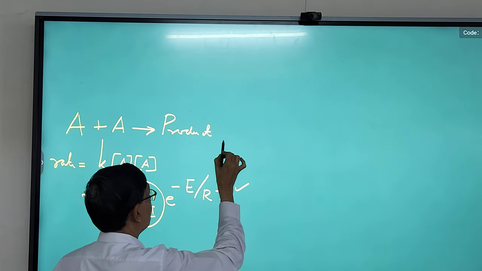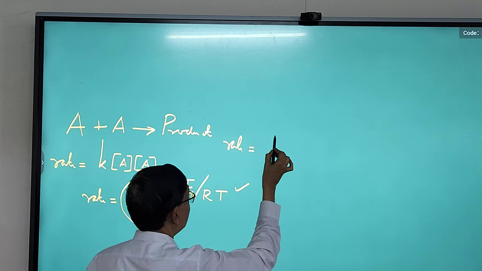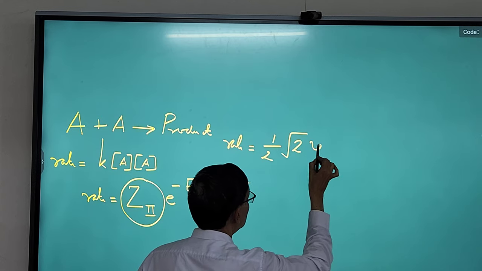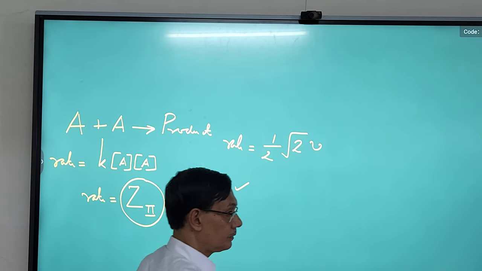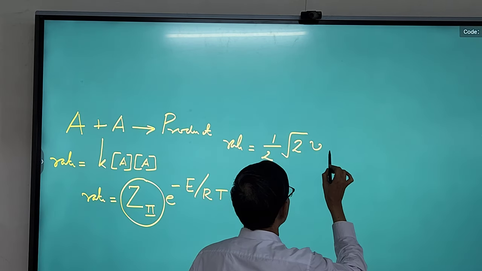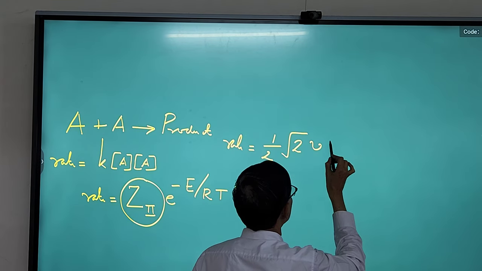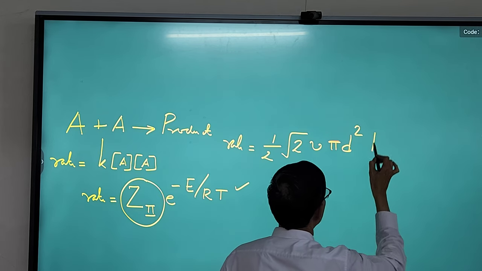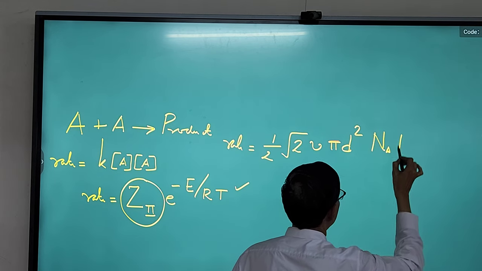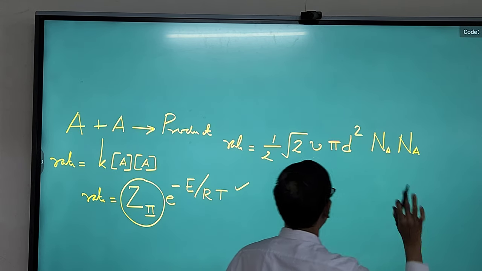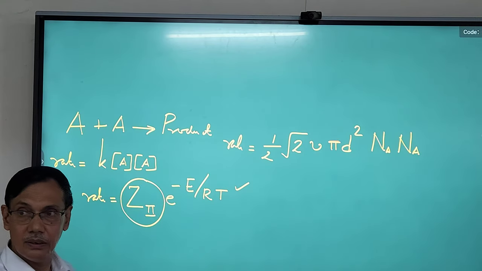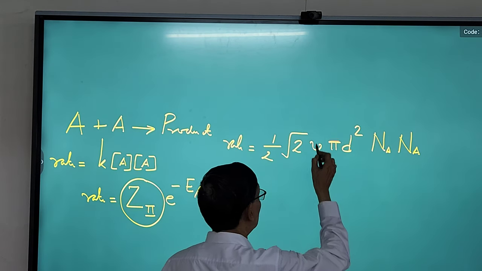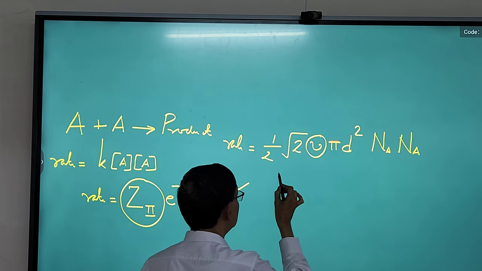What is that? So Z is equal to half under root of 2 times the relative speed times pi d square n_A n_A. Do you agree with me? Yes. Now again, everything is clear, but how can I calculate this mean speed? Any idea?